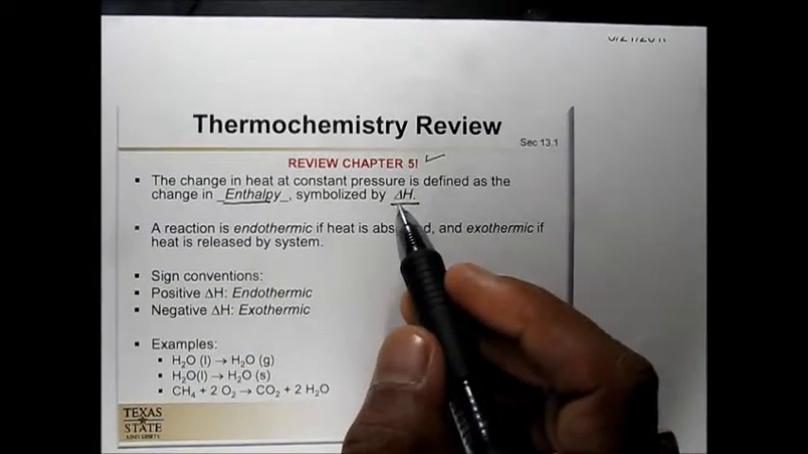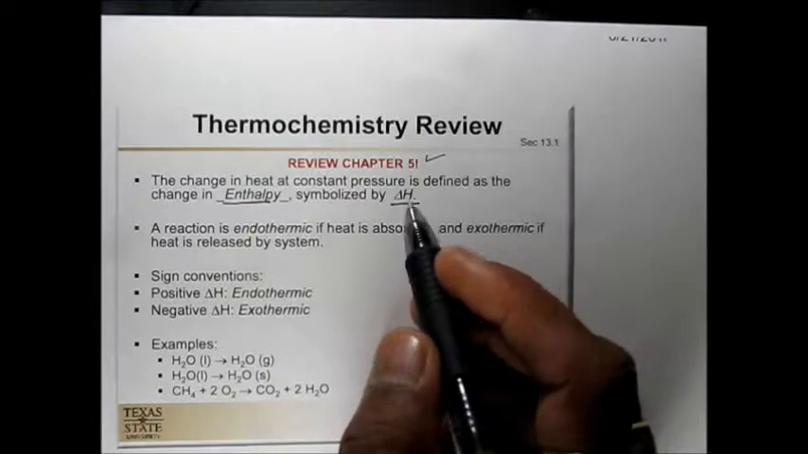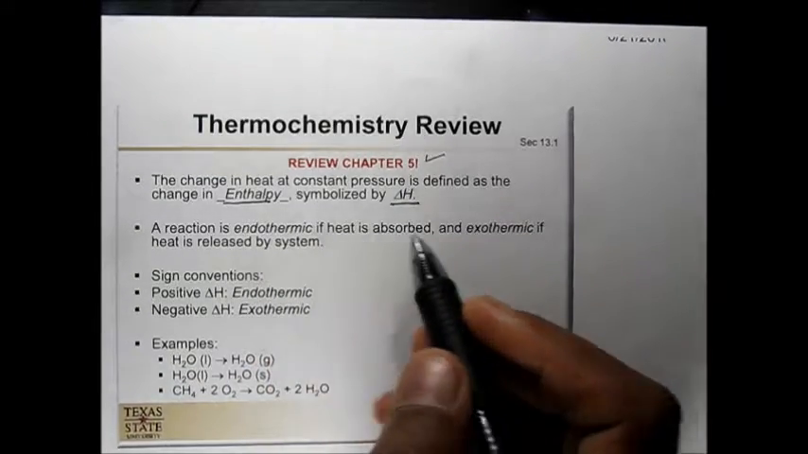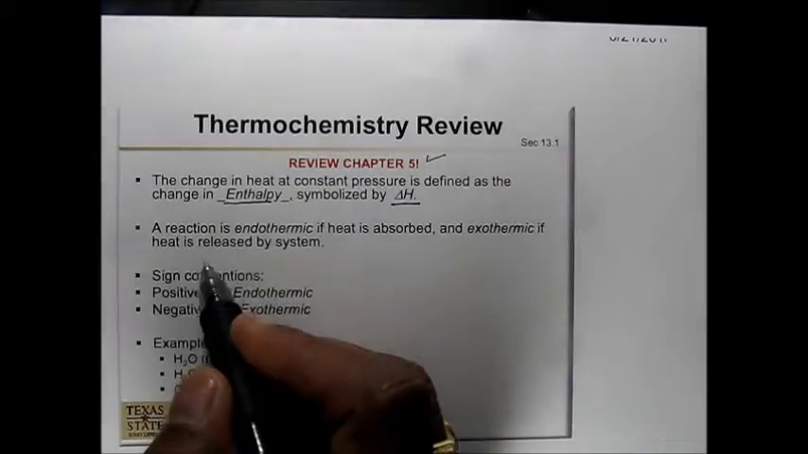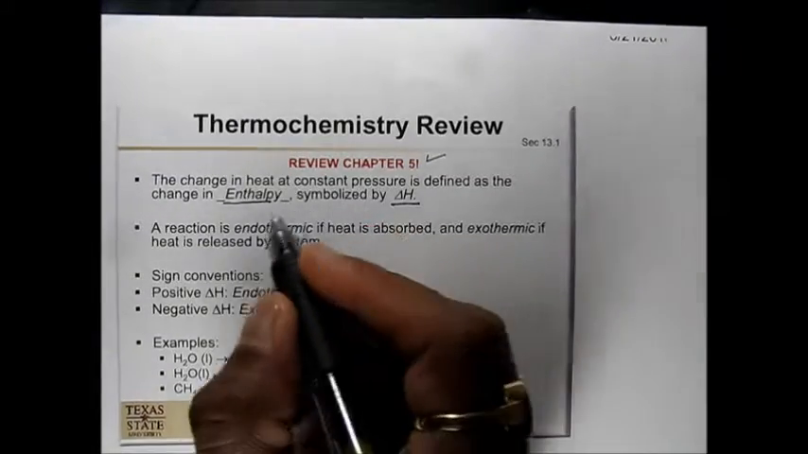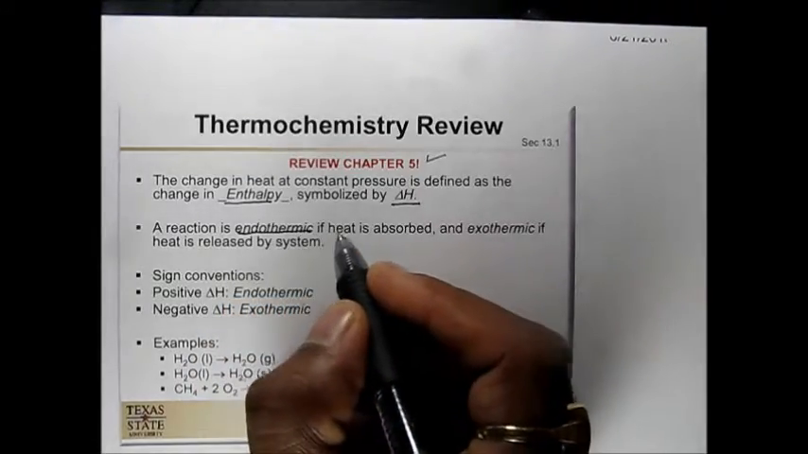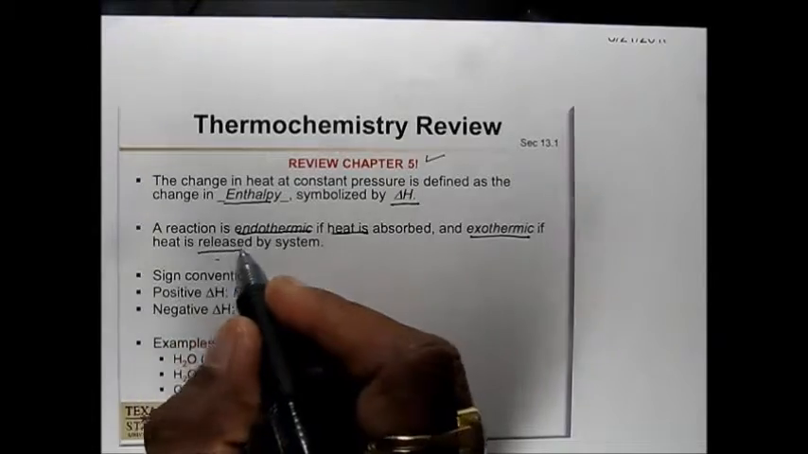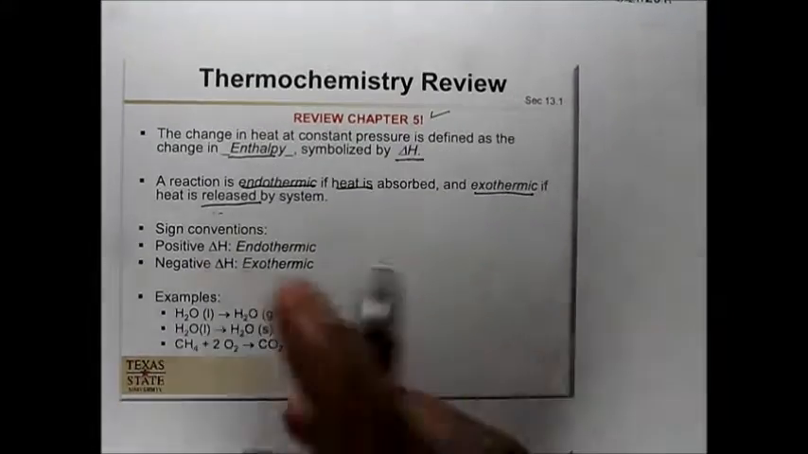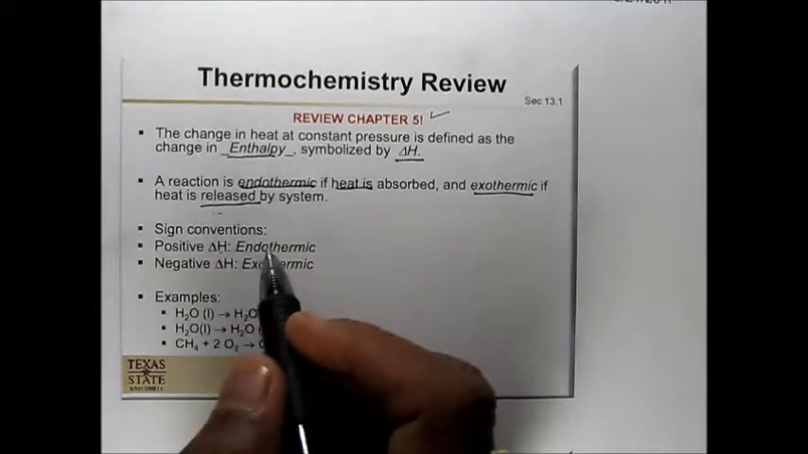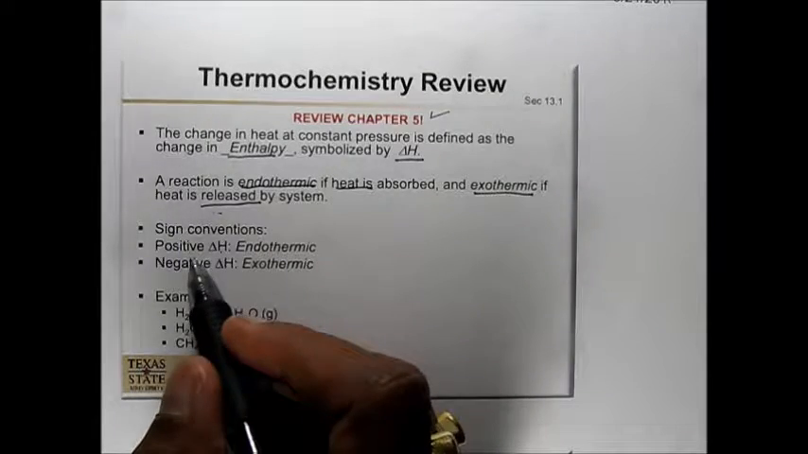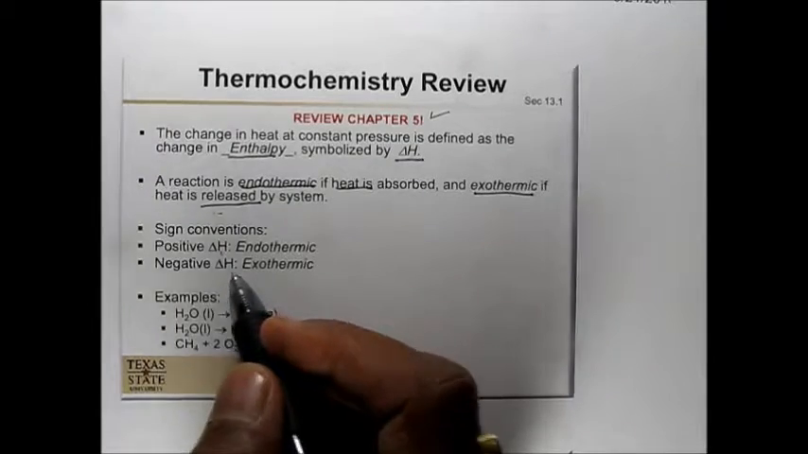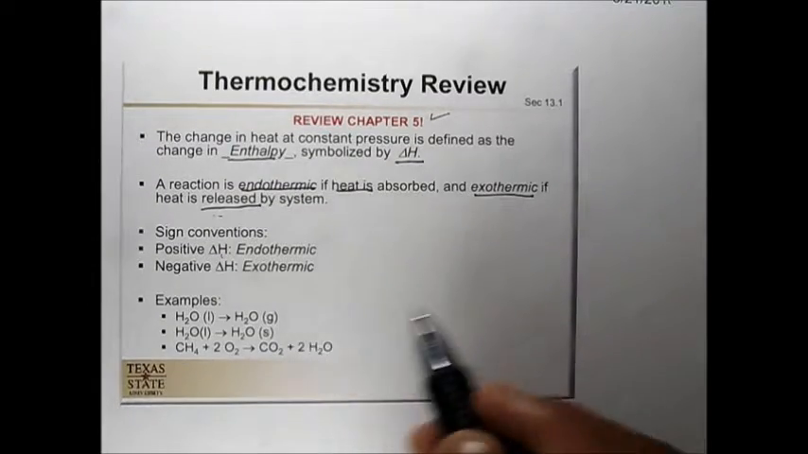So in enthalpy, change is represented by delta H. A reaction is endothermic if heat is absorbed, or exothermic if heat is released by the system. So endo means heat is coming in, and exothermic means heat is coming out. Sign convention: positive delta H means endothermic, you have to provide the energy. Negative delta H means exothermic, you will get the energy.